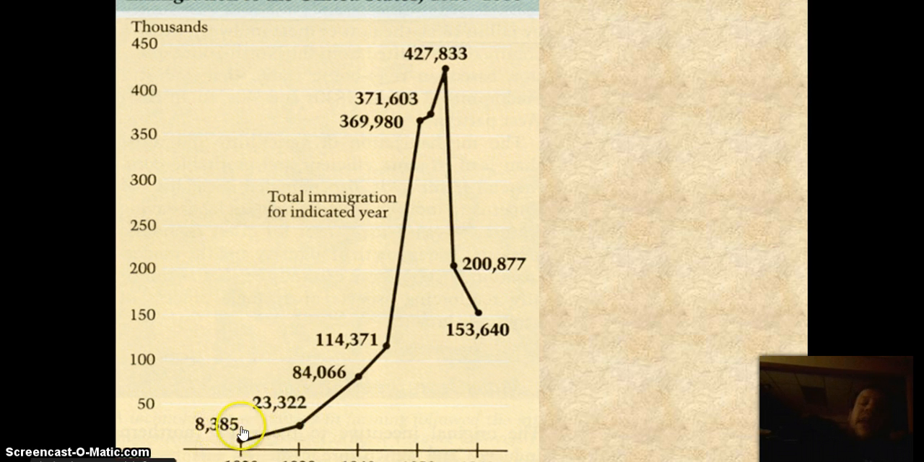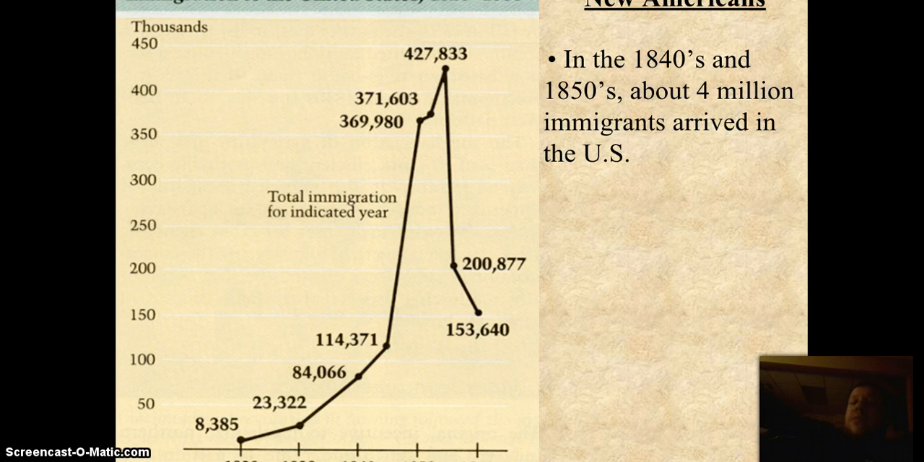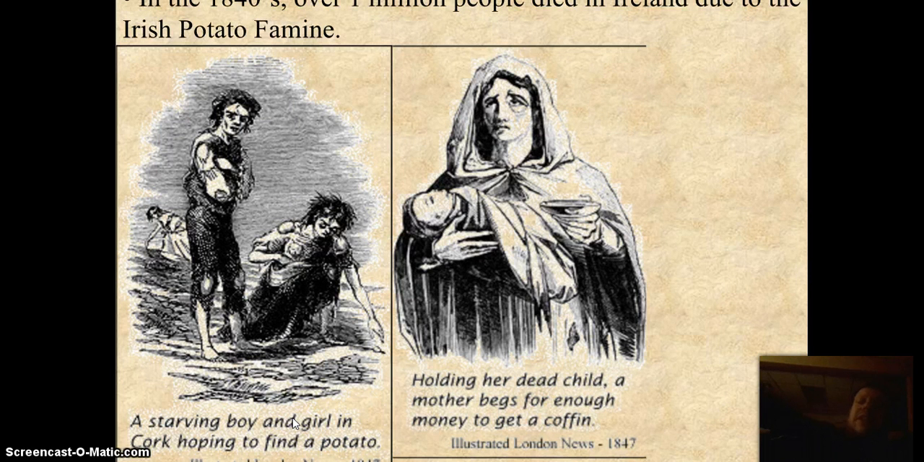So, in 1820, we're talking about 8,000 maybe per year. By 1850, we're talking about 420,000 people. So there are huge jumps as we go through immigration and see how much immigration tends to increase over time. About 4 million immigrants came during this time period right here, 1840, 1850, a huge number of people coming to the United States. It's kind of a big deal.